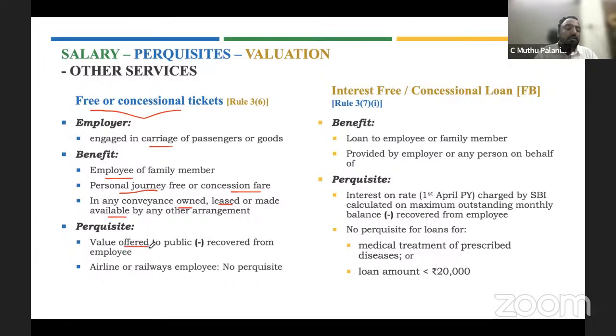Value offered to public minus recovered from employee. So whatever is value offered to public, which means if as a stranger, as a third party, I'm traveling in that road system or bus or whatever it is, whatever cost they would have collected from me, that minus recovered. In case it is airline or railway employee, it is not a perquisite at all. So this is only for road transport, it becomes a perquisite. For airline or railway, it is not a perquisite at all.